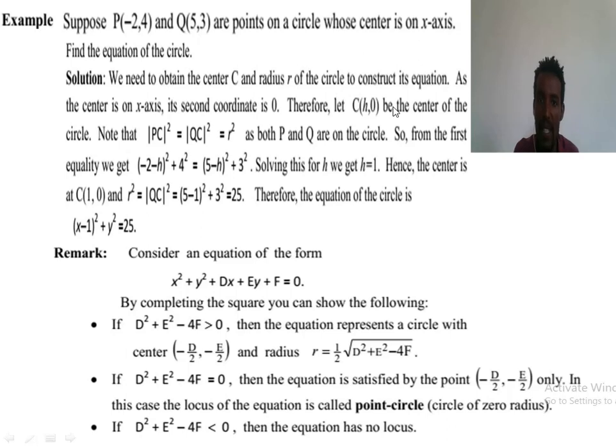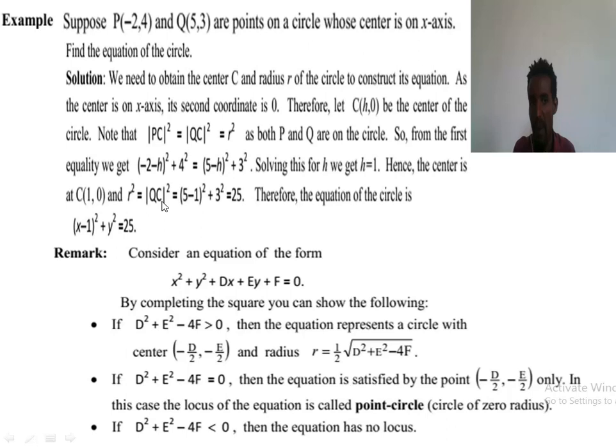So the equation is (-2 - h) whole square plus 4 square equals (5 - h) whole square plus 3 whole square. By solving this, h comes out to be 1. Hence the center is simply (1, 0), because our center is (h, 0) and lies on the x-axis. Therefore our center is (1, 0).